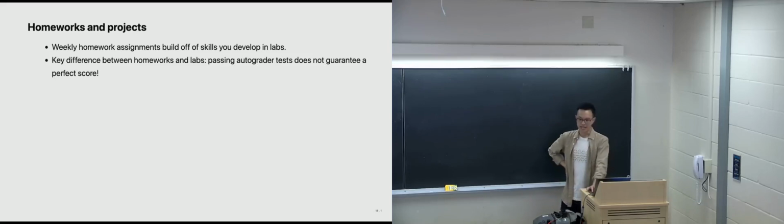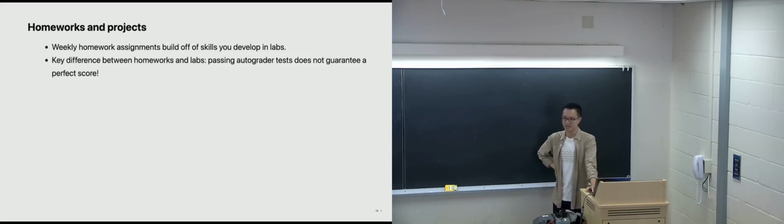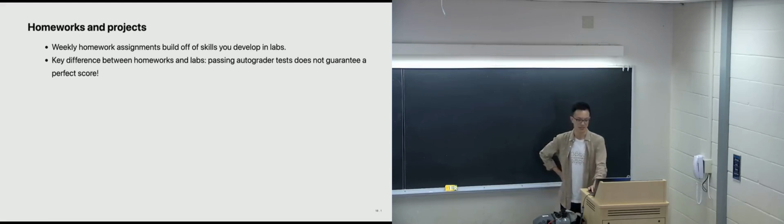The main difference between homeworks and labs is that when you pass the tests for the homework, it doesn't guarantee that you'll get a perfect score. Okay, so you do have to keep this in mind when you're working on homeworks and projects. On labs, if you run the autograder test on your lab and you get 100%, you're guaranteed to get 100% for that assignment. Homeworks and projects will have secret test cases that we'll use to do more thorough checks of your code. So you have to be more responsible and try to make sure your answers are correct before you submit these homeworks and projects.